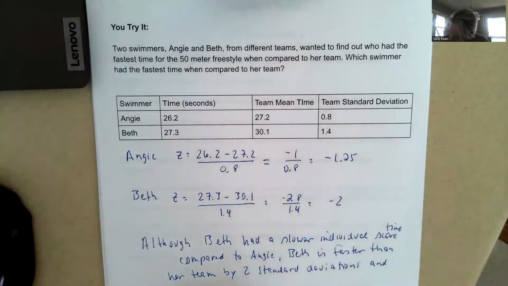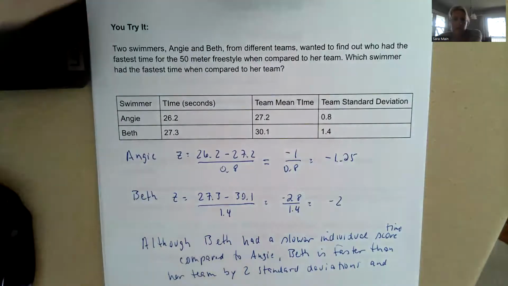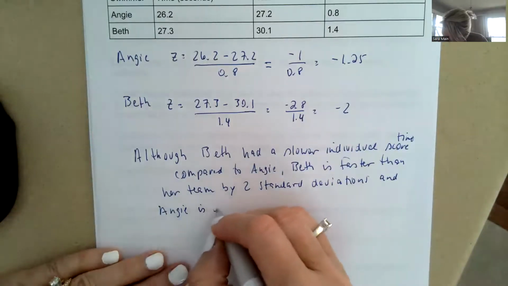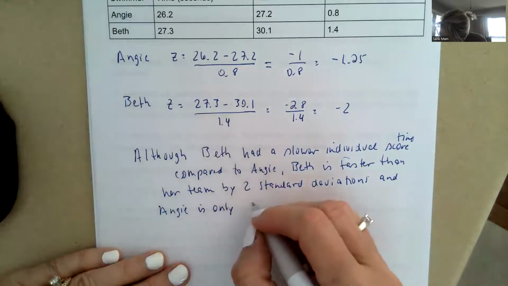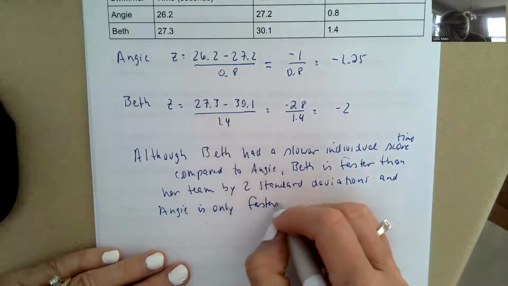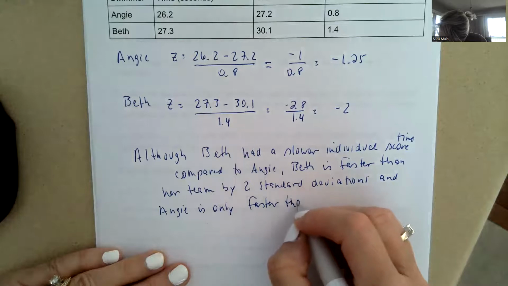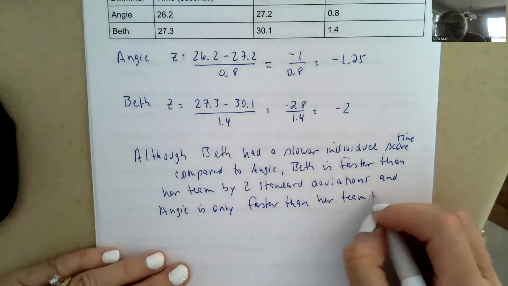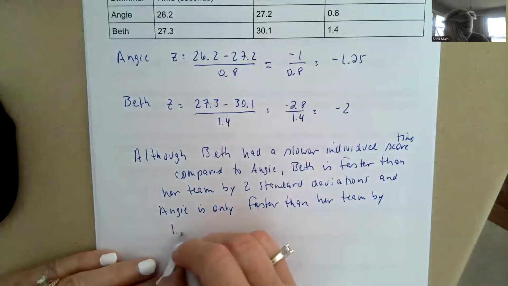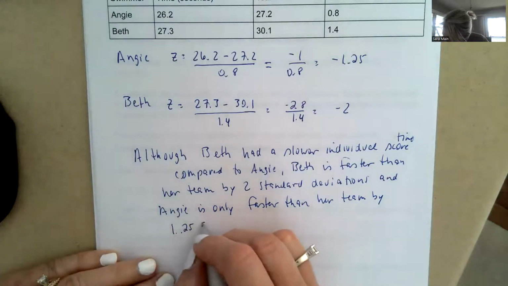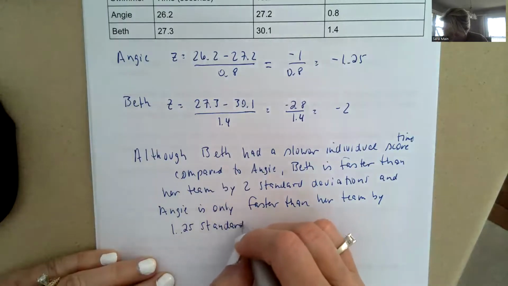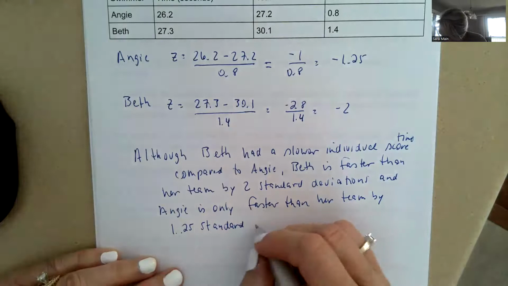And Angie is only faster than her team by 1.25 standard deviations, because the unit on a z-score is always standard deviations.